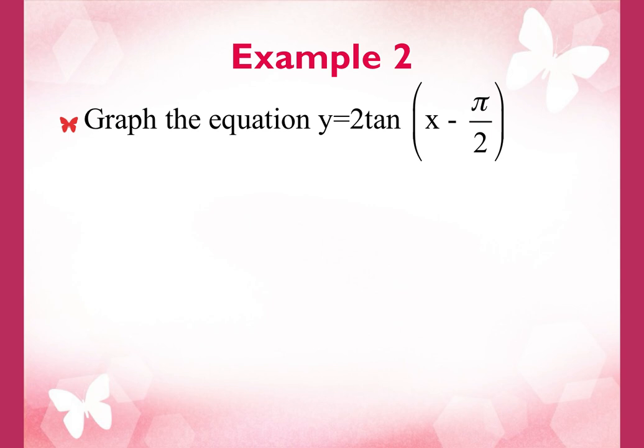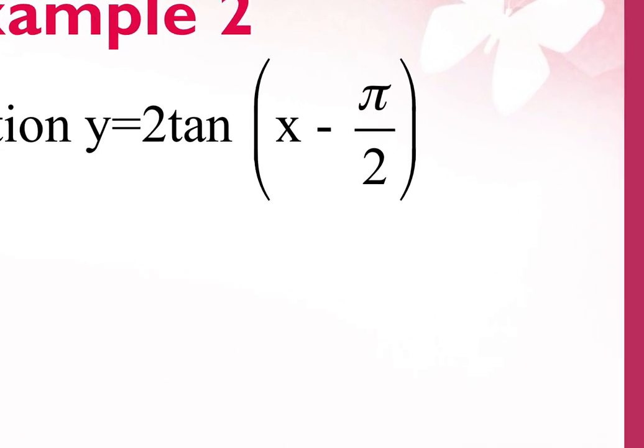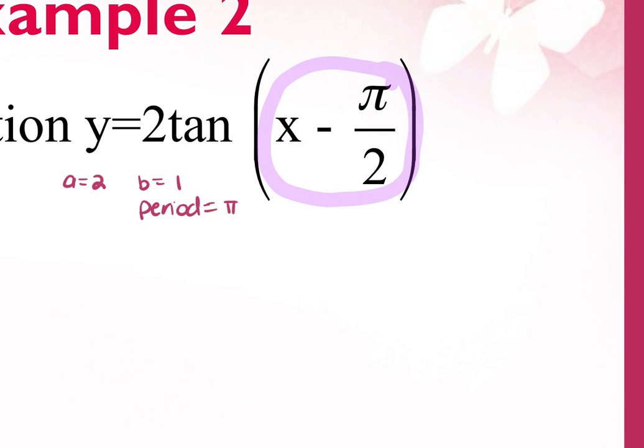Let's do it again. All right, so A is what? 2. B is 1. So the period is just pi, because it'd be pi over 1. Then I'm going to take what's next to the tangent. This time there's parentheses, so I'm setting that whole thing, x minus pi over 2, equal to negative pi over 2, and x minus pi over 2 equal to positive pi over 2.